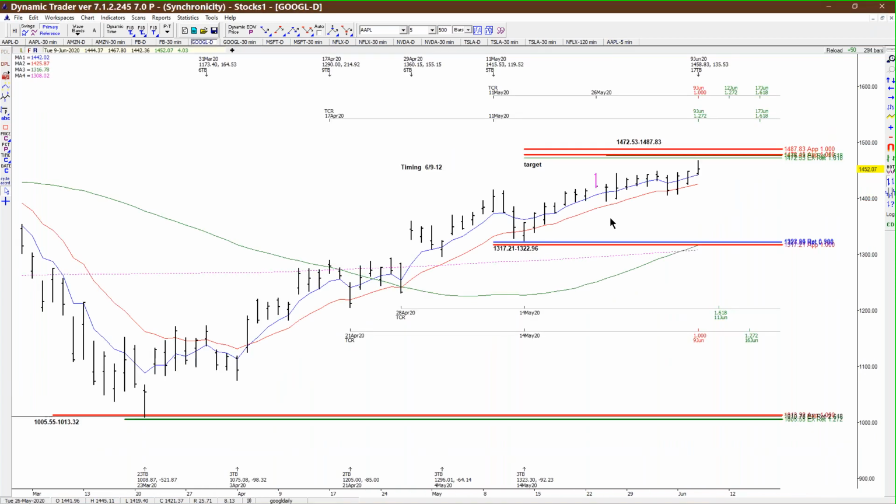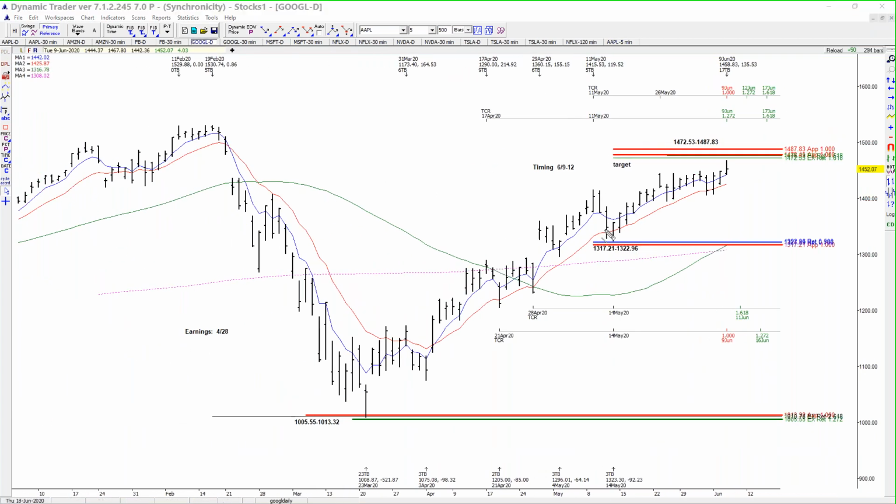So again, a royal setup. Okay, here's a great example of a royal setup. This is Google. We had a symmetrical pullback within an uptrend. Price was above the 200, above the 50, and the 5 and 13 were in a buy mode. That was a royal setup. It rallied $135 from that simple symmetry plus a couple of other price relationships.